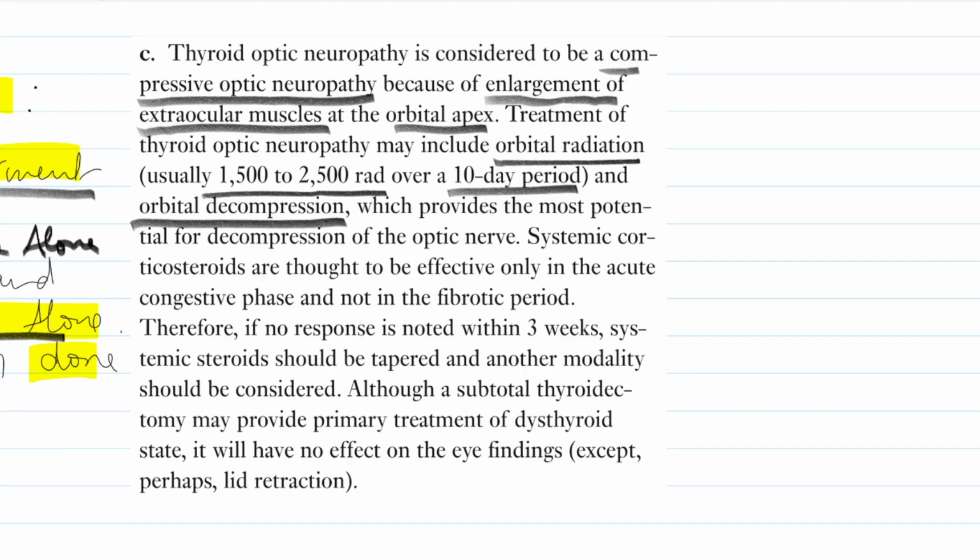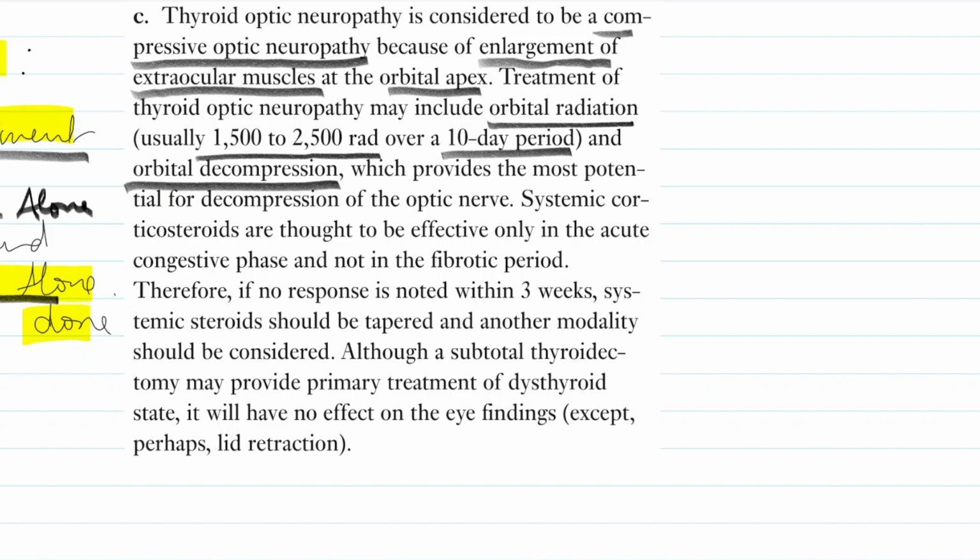So some other points associated with thyroid optic neuropathy: thyroid optic neuropathy is considered to be a compressive optic neuropathy because of the enlargement of the extraocular muscles at the orbital apex. There is an enlargement of the extraocular muscles due to fibrotic contracture, and that is causing the pressure on the optic nerve. Treatment of thyroid optic neuropathy may include orbital radiation, 1500 to 2500 rad over a 10-day period, and orbital decompression, as we studied before, which provides the most potential for decompression of the optic nerve. So orbital decompression is very useful.